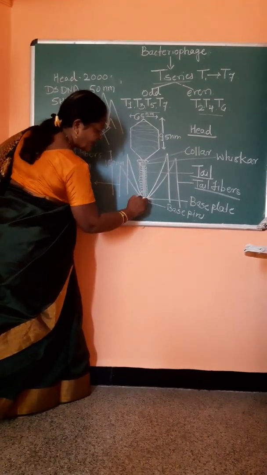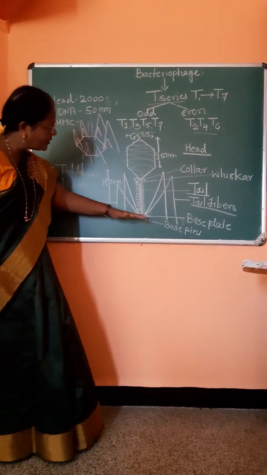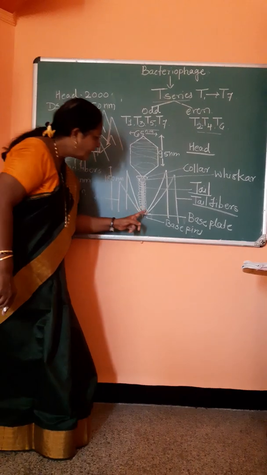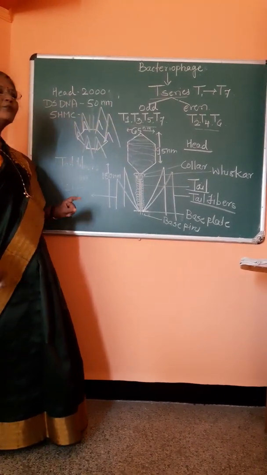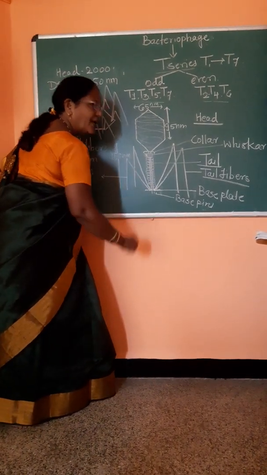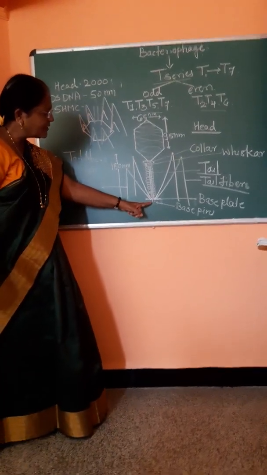So the sheathed tail is present at the base of the tail. Here a base plate is present. Again it is a hexagonal base plate, and at each corner of the base plate the tail fibers protrude. Now from each corner a pin-like structure is present. They are present like this.